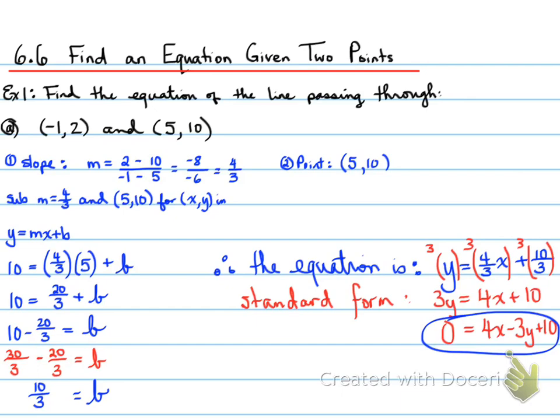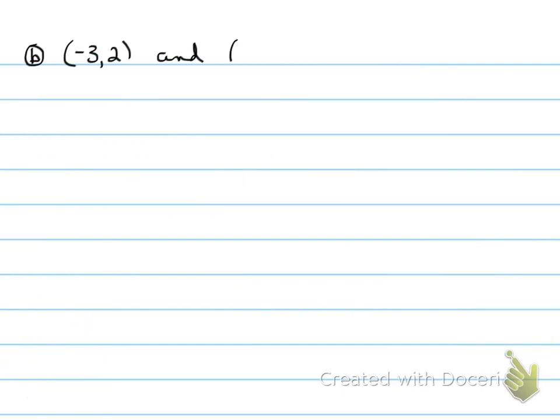All right, moving on. Part B. Let's try another one with 2 points. Let's see if you can get this one. So you need to find the equation passing through those 2 points. All right, let's go through the steps, folks. Actually, you know what? Let's try this without my steps. Take a moment, pause the video, and try this question.